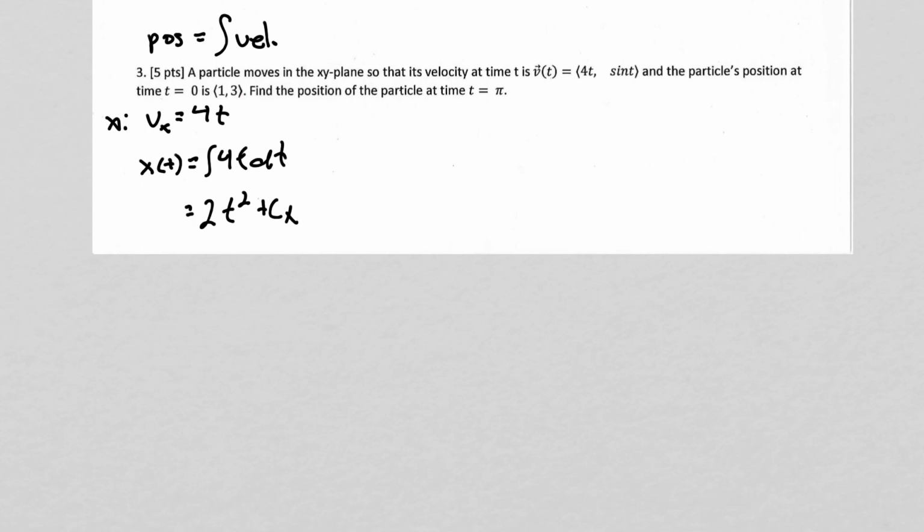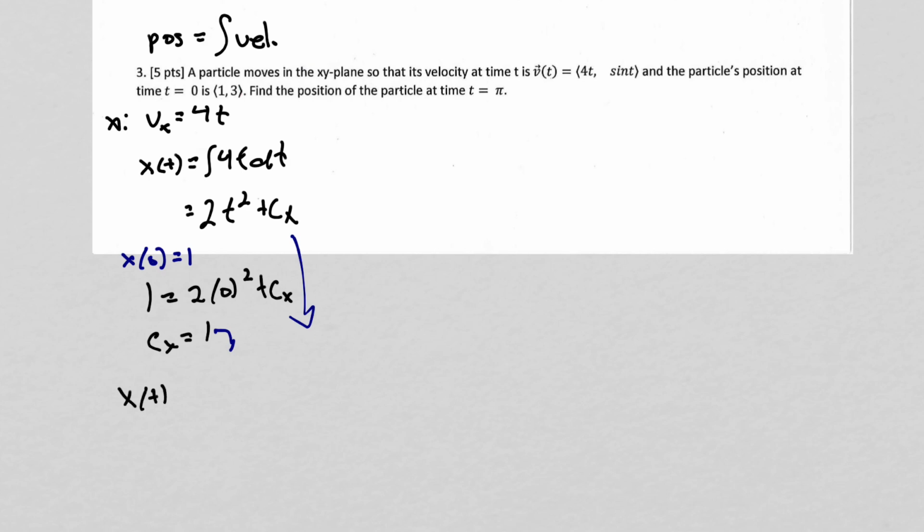And then I'm going to use my 1 as my x value, and 0 as my t value. So we know x of 0 is equal to 1. That gives me 1 is equal to 2 times 0 squared plus cx. And you should easily see that cx here is going to be 1. So I'm going to combine this line and this c value to get x of t is equal to 2t squared plus 1.